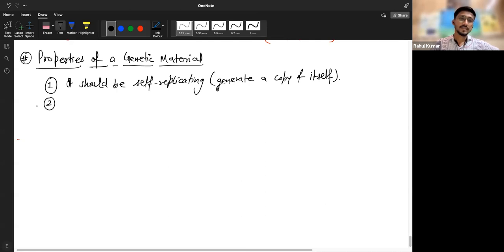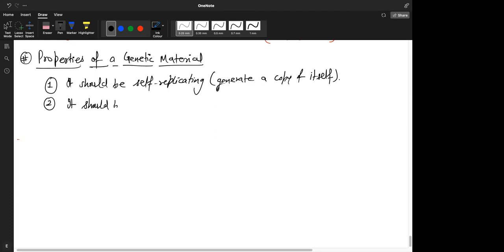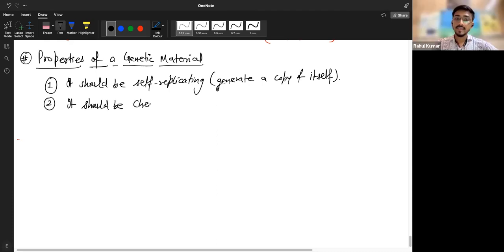Second thing, if it is going to be the genetic material carrying the most important vital information in the body, in each and every cell, it should be stable, right? It should not be very reactive. Yes or no? It should be both chemically and structurally stable. Correct? Then only it can continue to live as long as the organism lives for.